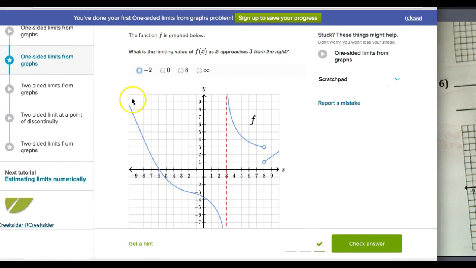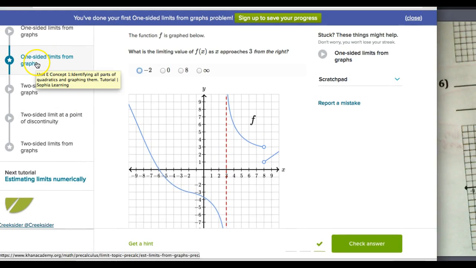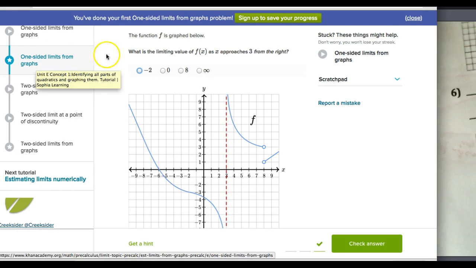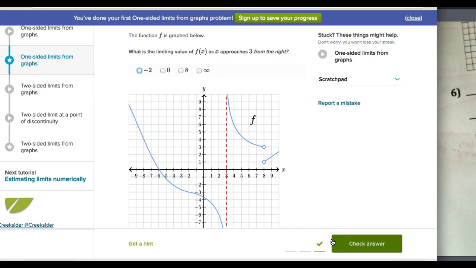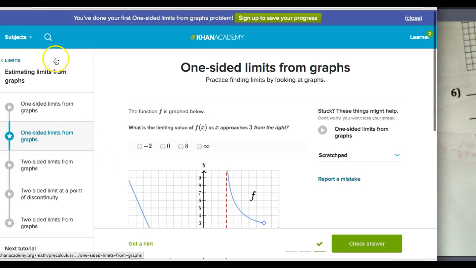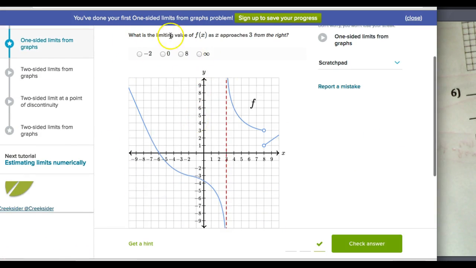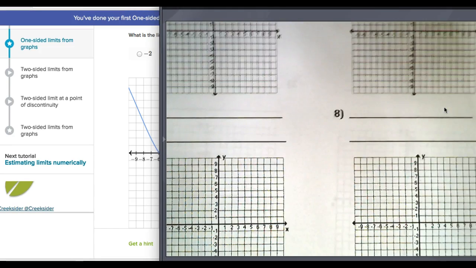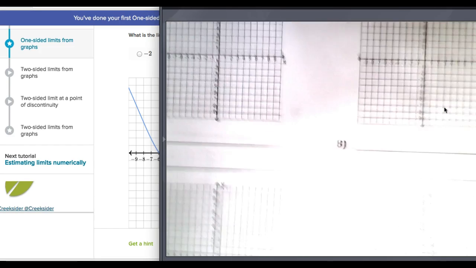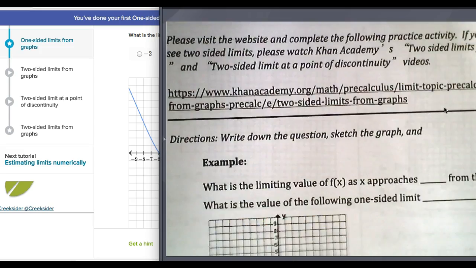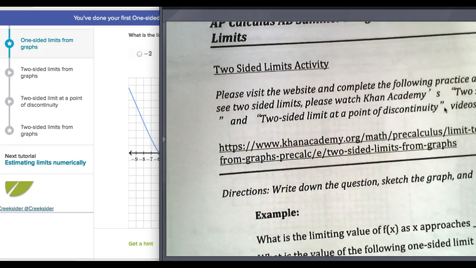On the left-hand side, there should be the one-sided limits to the graphs. If you're a rock star and you get all of them correct, and it tells you congratulations, you can move on, just go ahead and click on it again and it'll bring you another set of questions. So just work through all of them. There are 8 problems here. Work through all 8 before moving on to the next one, which is two-sided limits.